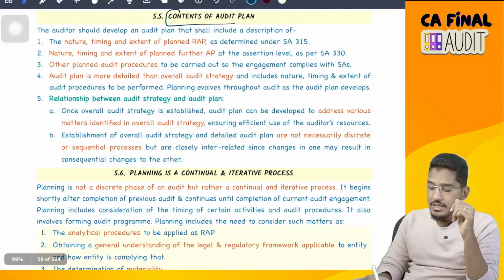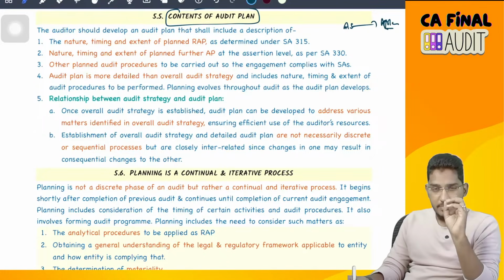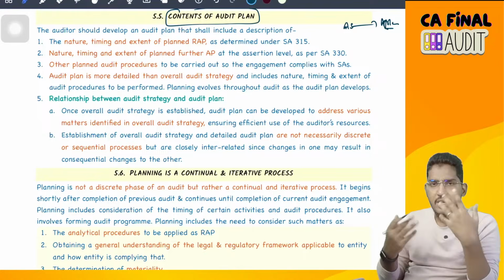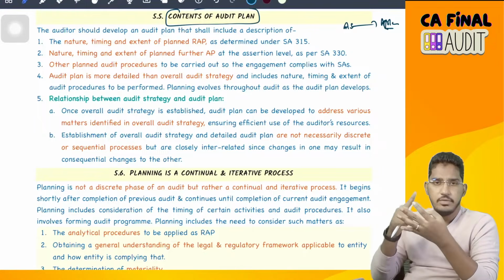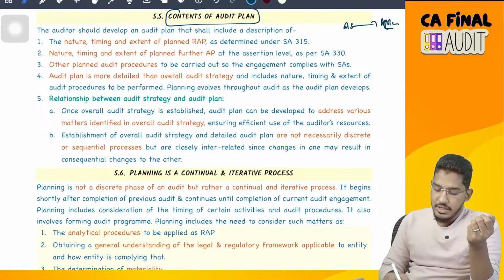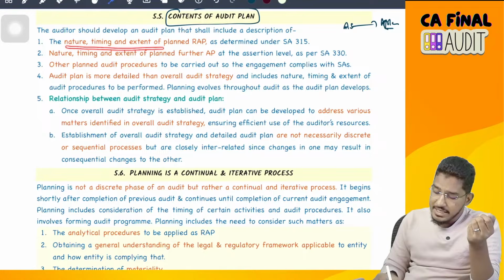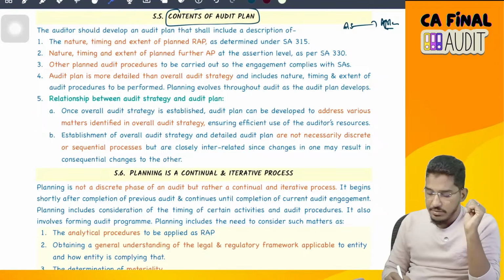Now, what should be the contents of the audit plan? As I have told, on the basis of audit strategy, you will develop an audit plan. In that audit plan, what contents will be there? What will you include in the audit plan? Like what audit procedures we will do, who will perform the audit procedures, who will review the work, when we have to coordinate, when we have to form the conclusion. All such contents will be there. If you start reading it here, it contains nature, timing and extent of risk assessment procedures. It will contain nature, timing and extent of further audit procedures. It will also contain details of other planned audit procedures.